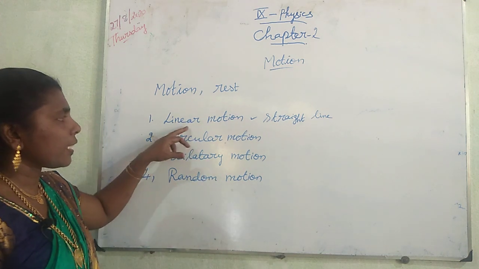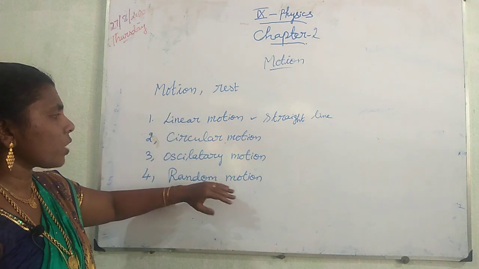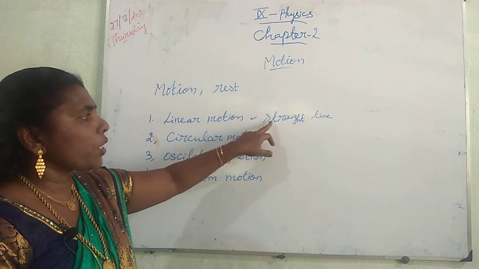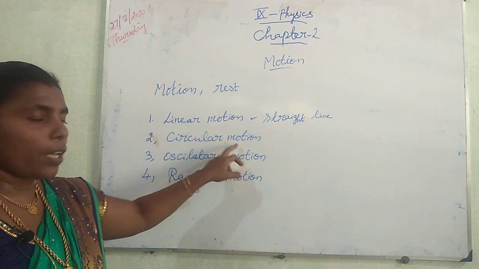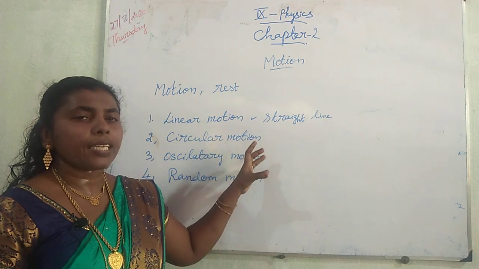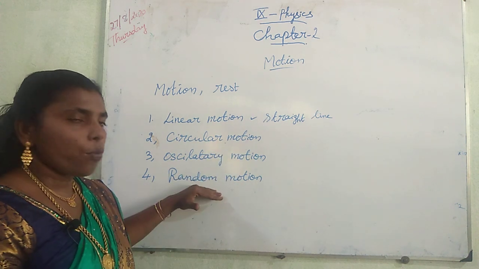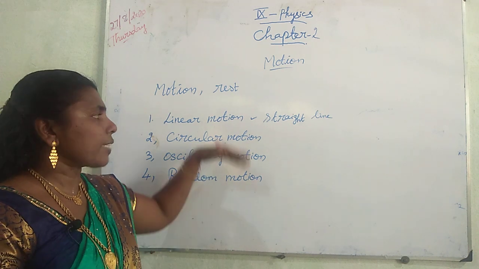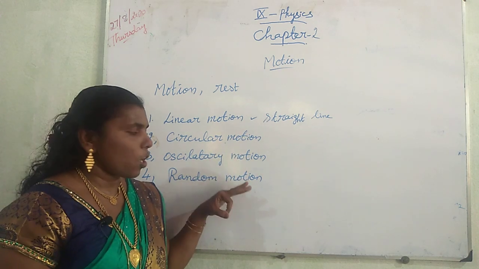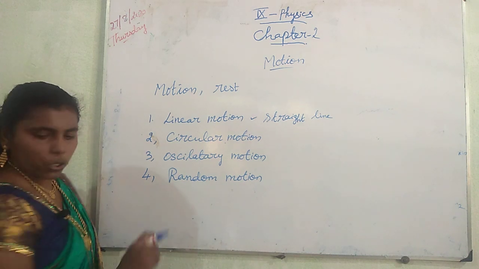So far we have learned the four types of motion. What are they? Linear motion, circular motion, oscillatory motion and random motion. You have seen the pictures. In linear motion, the body moves along a straight line. In circular motion, a body moves along a circular path. Oscillatory motion is the repetitive to and fro motion. In random motion, the object moves randomly. This does not fall in the categories of linear, circular and oscillatory. This object moves randomly. Next we can learn about uniform motion.